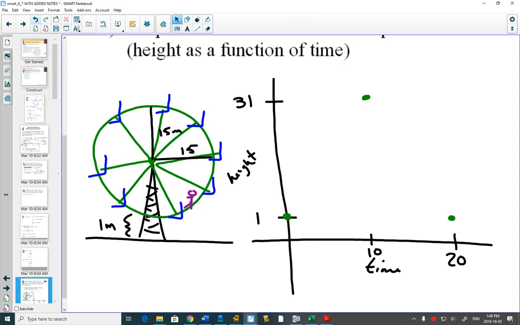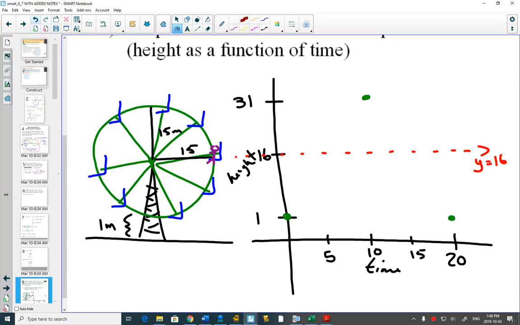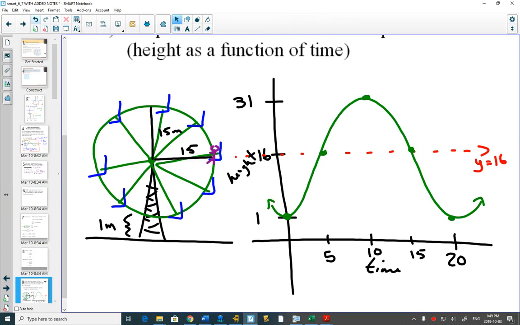At 5 seconds, you would be right there, right in the middle, which is 16 meters above the ground. Can you see that that's your sinusoidal axis? In fact, we could divide this into 4 equal sections, and you go from the bottom to the middle, to the maximum, to the middle, to the bottom, and this is the path of the Ferris wheel. It makes a nice sinusoidal curve.